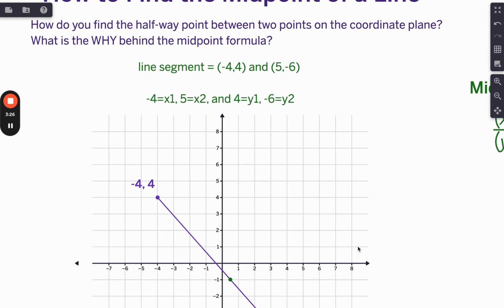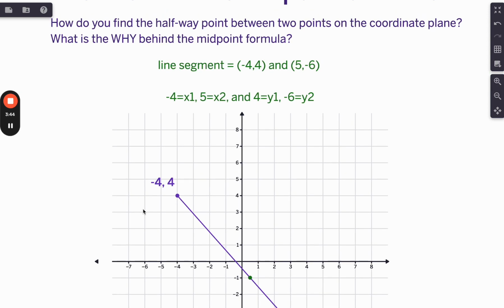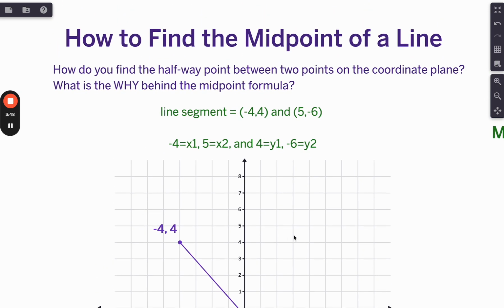Why does that work? Why does that make sense? Well, if I find the middle or half of both y and x, and then I plot that, I know that's going to be exactly the middle of this line. And we could practice that with some more lines, but for the sake of the length of the video, I didn't want to make this too long.